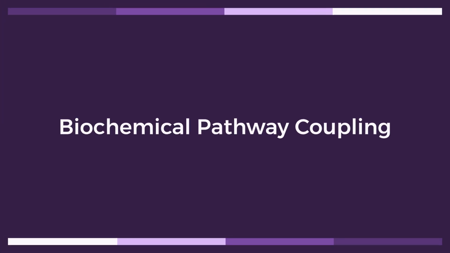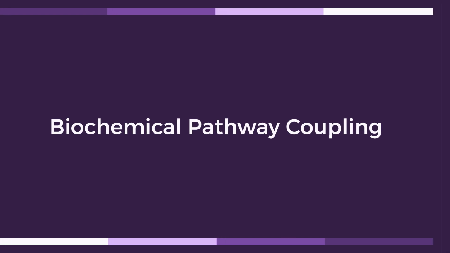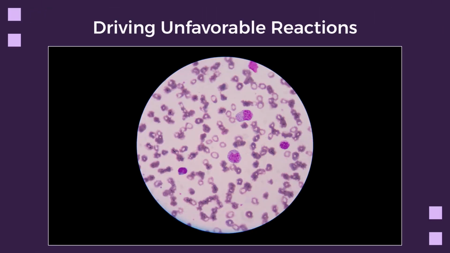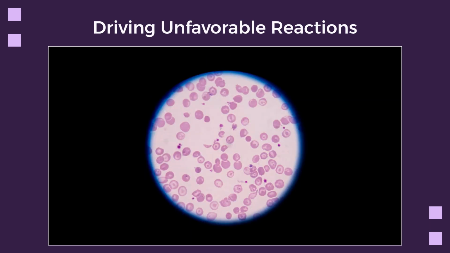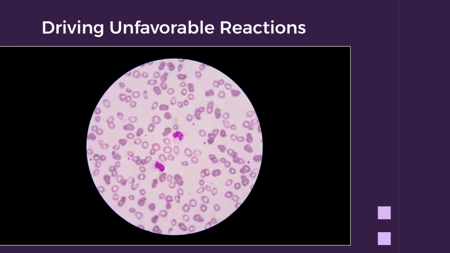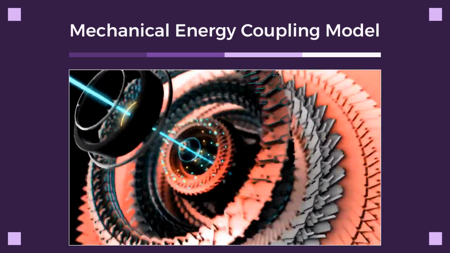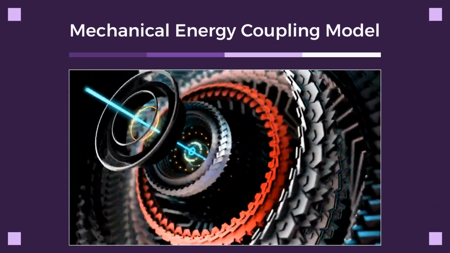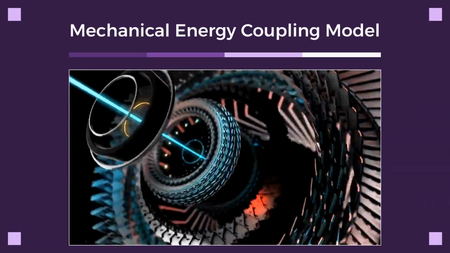Energy coupling allows biochemical pathways to proceed by linking favorable and unfavorable reactions. Favorable processes can drive unfavorable ones as long as the total pathway delta G remains negative. We can visualize this through a mechanical model, where a favorable gear movement drives an energetically unfavorable process.